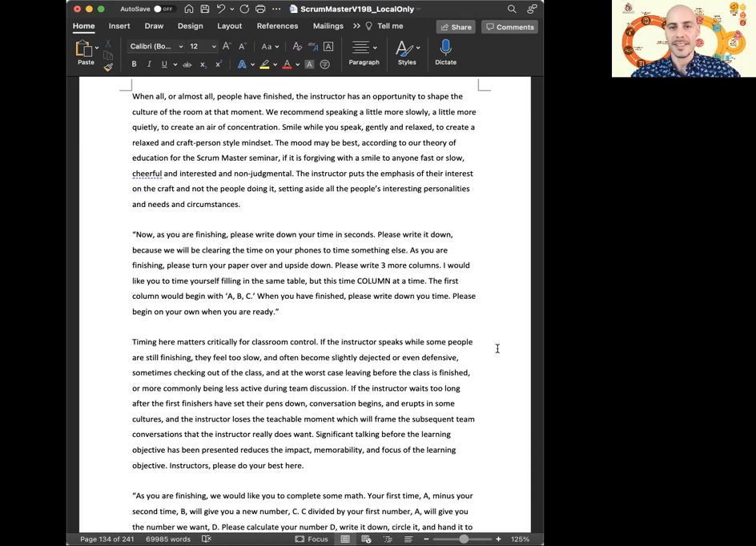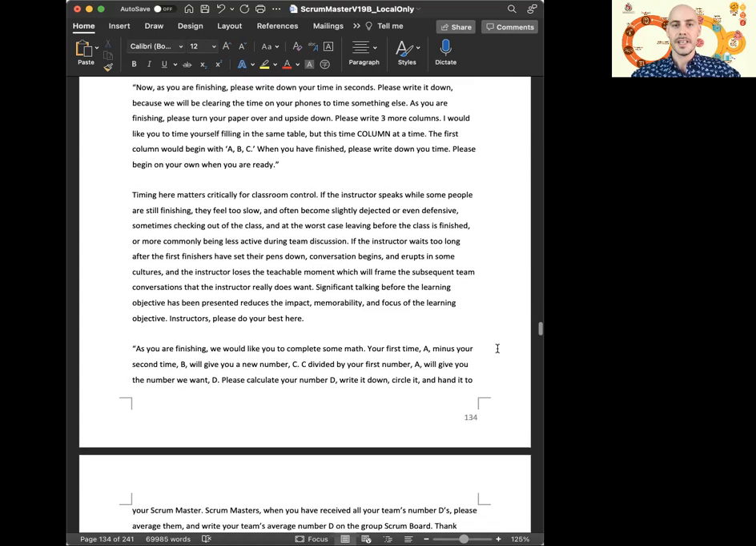The mood may be best, according to our theory of education for the Scrum Master Seminar, if it is forgiving with a smile to anyone fast or slow, cheerful and interested and non-judgmental. The instructor puts the emphasis of their interest on the craft and not the people doing it, setting aside all the people's interesting personalities and needs and circumstances.